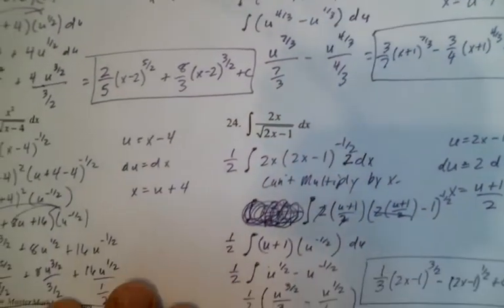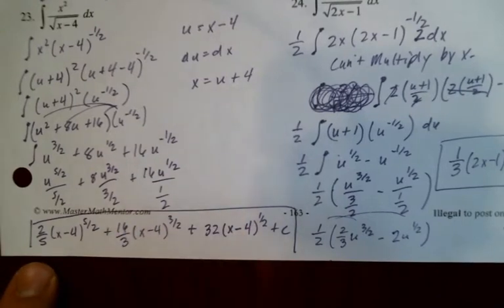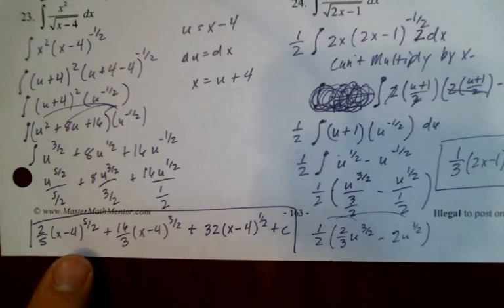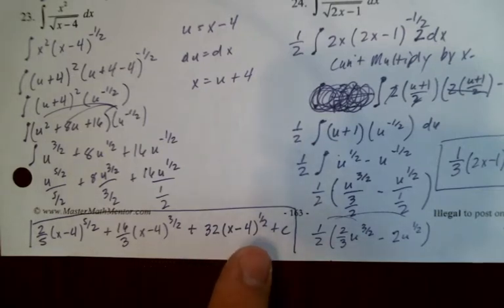Okay, going down to the last two. Last one, 23, 2/5 times the quantity of x minus 4 raised to the 5 halves plus 16 over 3 times the quantity of x minus 4 raised to the 3 halves plus 32 times x minus 4 to the 1 half plus c.